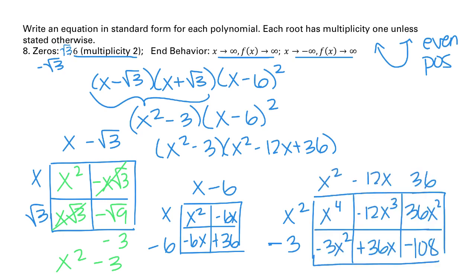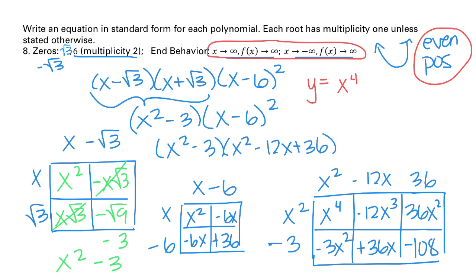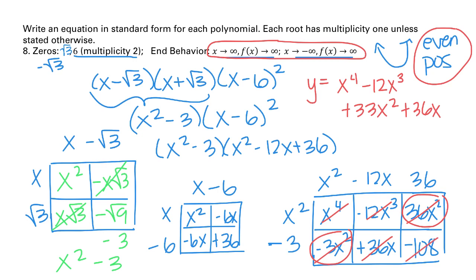Okay, so I filled in all those boxes and I'm going to combine everything to get our final answer. X to the 4th. So I am getting an even degree and a positive leading coefficient. So I don't need to change anything. This matches the correct end behavior. I'm looking for the cubic terms. There's a negative 12x cubed. So I've got that one, that one, that one. I have a negative 3x squared and a 36x squared. So 33x squared. And then a 36x and negative 108, minus 108.